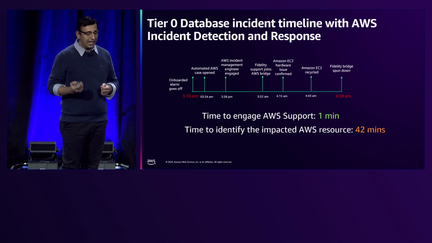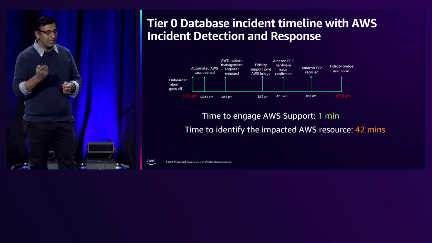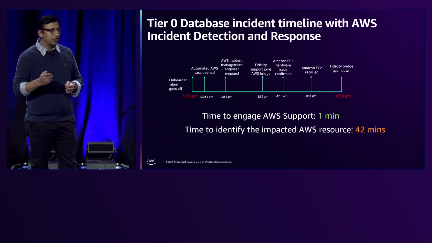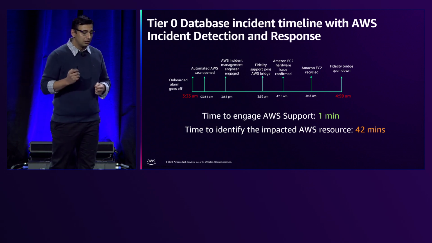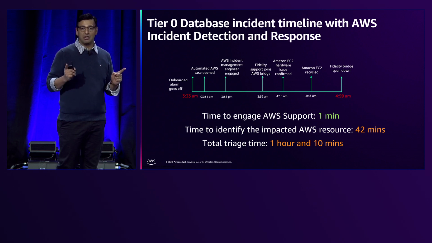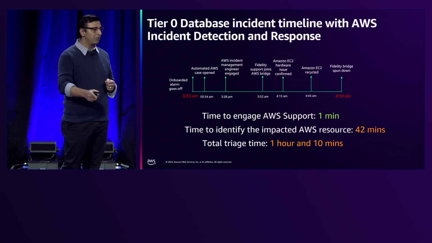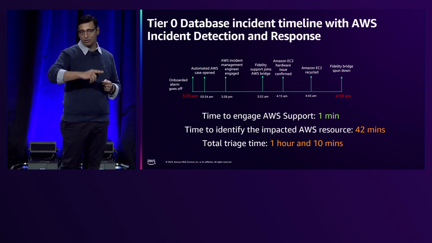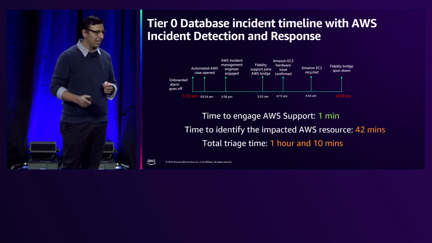Now, the second metric is time to identify the impacted AWS resource. That's 42 minutes. The third metric is total triage time, which is 1 hour, 10 minutes. So we're done by 4:59 a.m. Eastern, and Fidelity can go back to what they were planning to do for the rest of the day, which is processing the transactions that the customers are putting in.